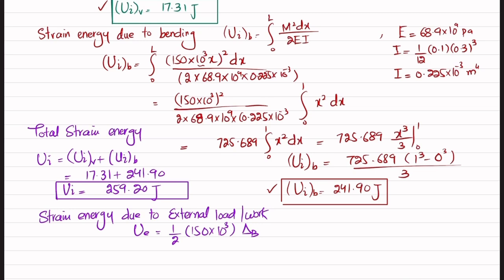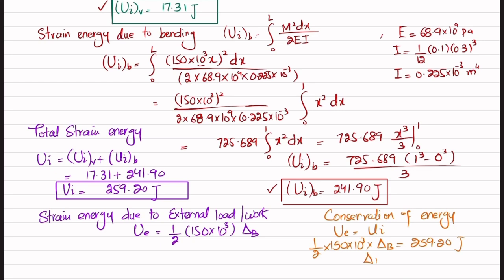Okay, now we have both these equations. So by conservation of energy, this external work that is done on the object will be stored in the form of internal strain energy. So UE will be equal to UI. So UE is 1 over 2 into 150 into 10 to the power 3 multiplied by delta B, which will be equal to 259.20 joules, and delta B will be equal to 259.20 multiplied by 2 divided by 150 into 10 to the power 3.